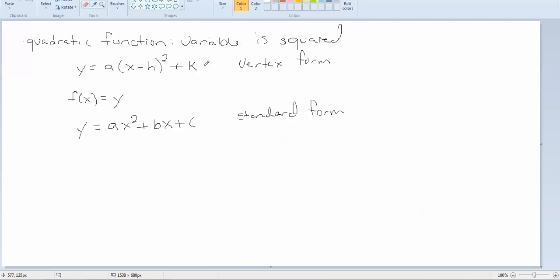When we're talking about the transformations we're going to discuss today, most of our equations will be in vertex form. When they're in standard form, we can't follow the transformations, and so it's really hard to do the transformation. So let's look at a parent function. A parent function is, what does the general function look like? What does the graph look like? That's our parent function, and whatever we do to that parent function is our transformation.